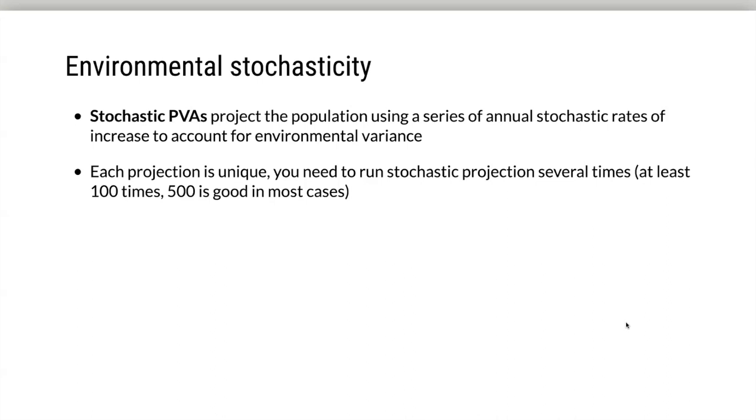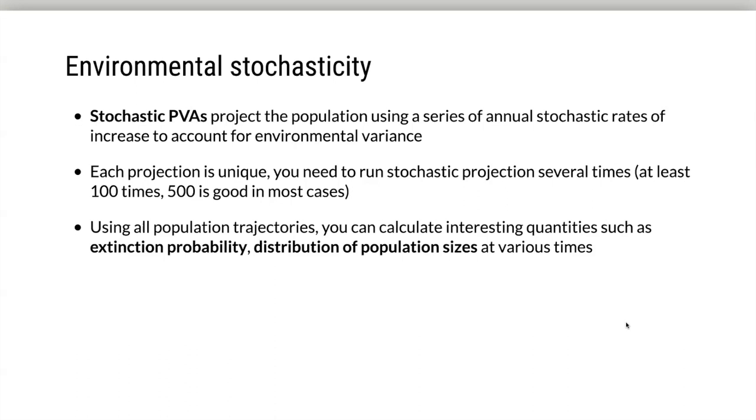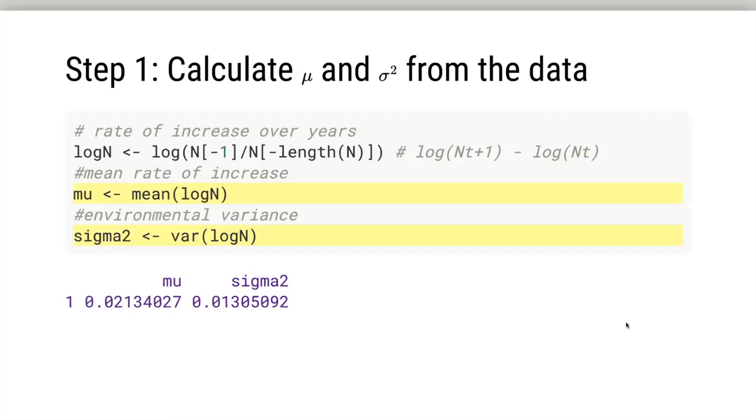And using all the simulated populations, then we can calculate interesting quantities, such as the probability that the population can go extinct, or the distribution of population sizes that we could expect at certain times, instead of just having a mean value. So let's do it on the grizzly bear example.